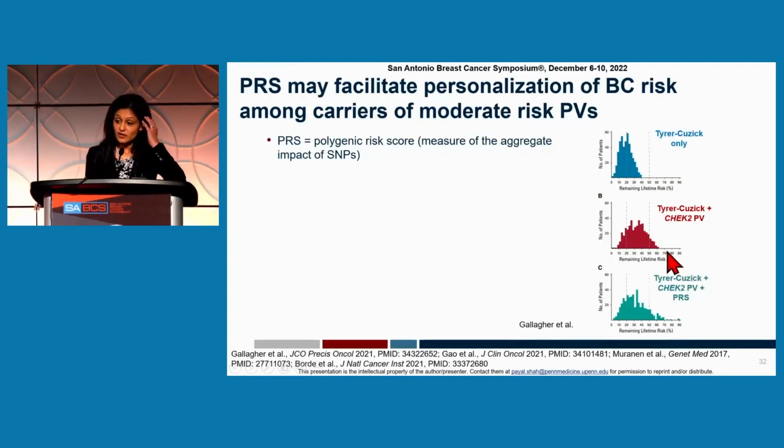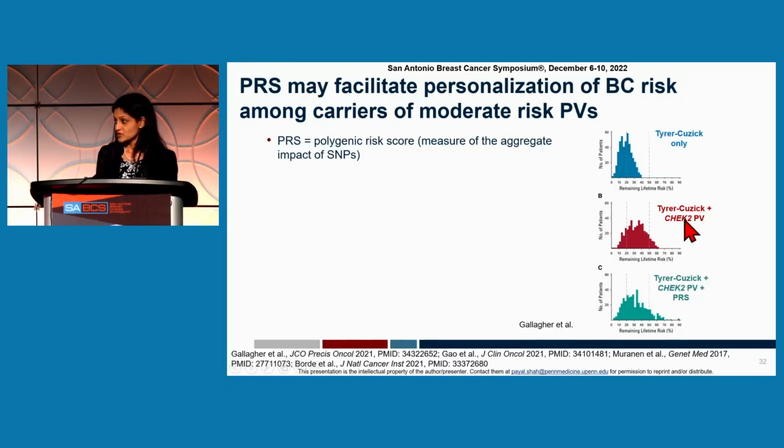Moving on now to polygenic risk. Polygenic risk may actually facilitate personalization of breast cancer risk among carriers of moderate risk pathogenic variants. And this was shown nicely in a couple of studies. I highlight here a figure from Gallagher et al. And in the top panel in blue, this is the Tyrer-Cuzick remaining lifetime risk for breast cancer for individuals with CHEK2 pathogenic variants. And you can see that the distribution of the lifetime risk is in a bell curve.